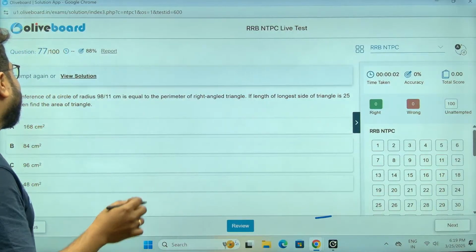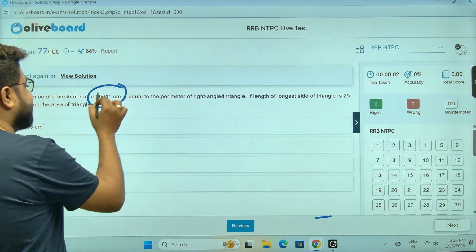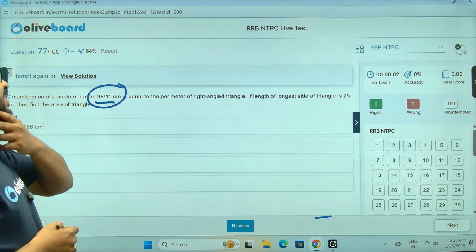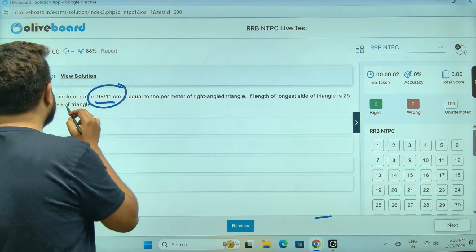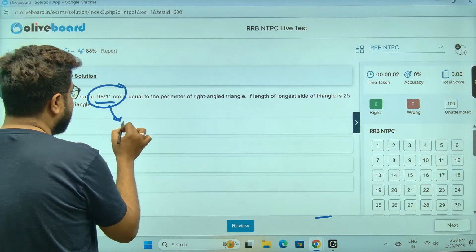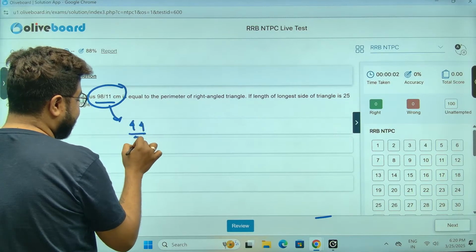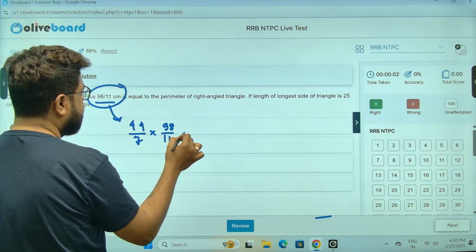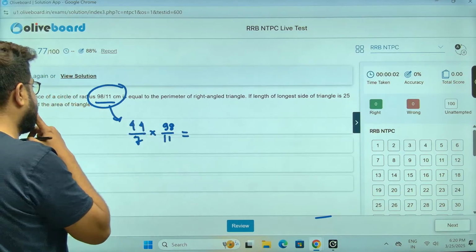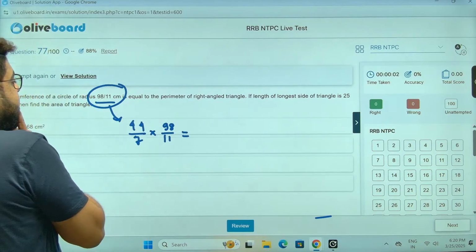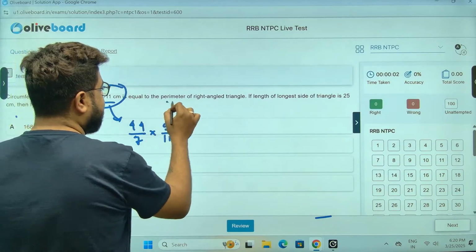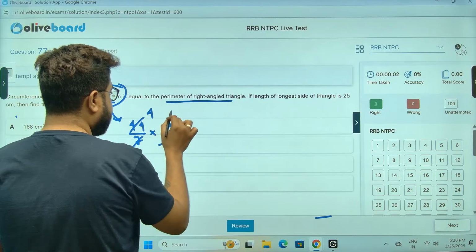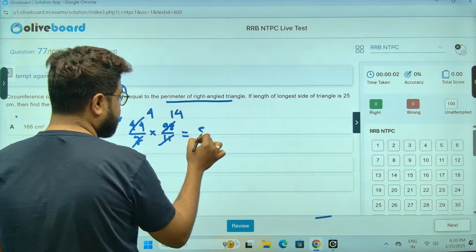Chalo sir. Circumference of this, okay, radius is given, it is equal to perimeter. Oh, this is a big question. Circumference of a circle, 2 pi r. 44 by 7 is 2 pi into r, r is how much? 98 by 11. We have to calculate, this is the perimeter of a right angle triangle. So chalo sir, what else to do. This is 14 times, right? 14 4s are 56.